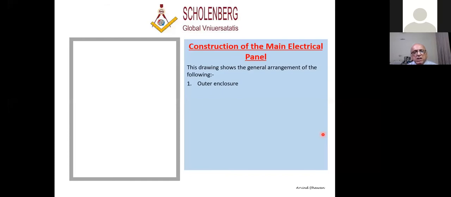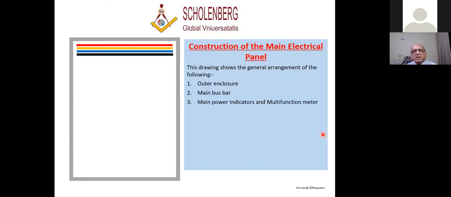First is the outer enclosure. This is the outer enclosure. Second is the main bus bar. These are the copper bus bar or aluminum bus bar, the main conductors which carry the heavy current that will travel to the various equipments.